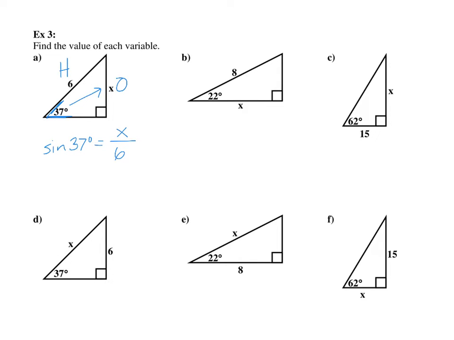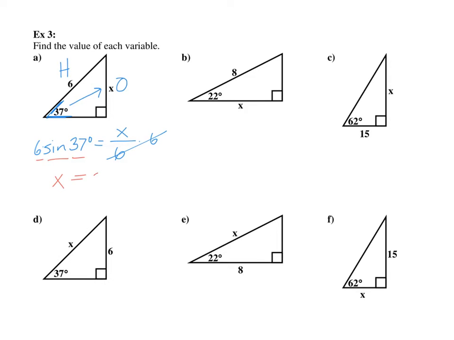Now, how do I get x by itself? I multiply by 6 on both sides. All right, first mistake that students make is they multiply these two numbers. Okay, do not do that. Okay? This itself represents one number. Don't mess with it. Okay? So now you're going to punch this in on your calculator, 6 times sine 37. Okay, and what do we get for x?